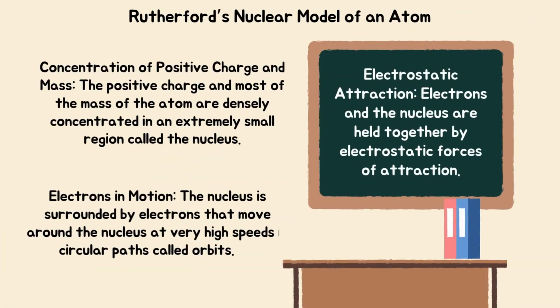Next up is Rutherford's nuclear model of an atom. The positive charge and most of the mass of the atom are densely concentrated in an extremely small region called the nucleus. The nucleus is surrounded by electrons that move around the nucleus at very high speeds in circular paths called orbits. Electrons and the nucleus are held together by electrostatic forces of attraction.